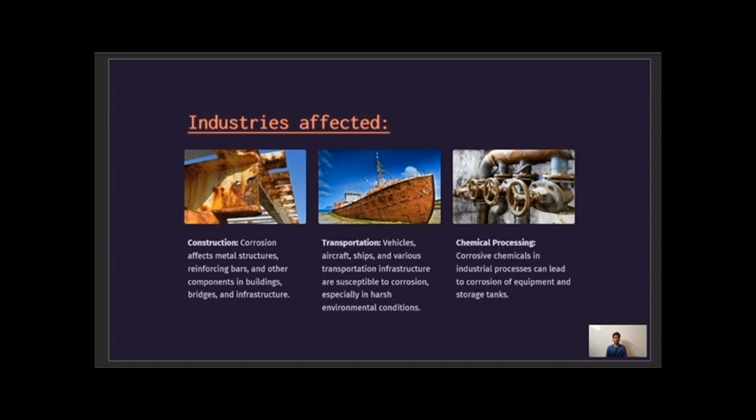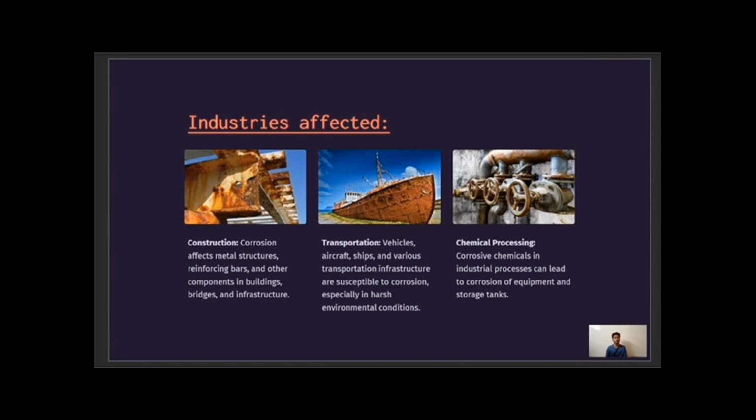Industries affected. The main industries affected by corrosion are construction, transportation, and chemical processing. Here comes construction: corrosion affects metal structures, reinforcing bars and other components in buildings, bridges, and infrastructure. Transportation: vehicles, aircraft, ships, and various transportation infrastructures are susceptible to corrosion, especially in harsh environmental conditions.